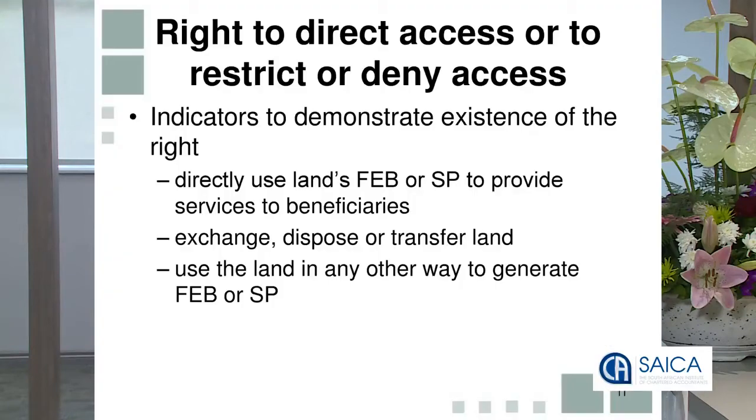These indicators are to directly use the land's future economic benefits or service potential to provide services to beneficiaries. For example, a municipality may direct a municipal entity to use land in a specific way in providing services. The next indicator is the right to exchange, dispose or transfer the land. And the last indicator is the right to use the land in any other way to generate future economic benefits or service potential. So typically this is where the entity will use the land to generate future economic benefits or in providing a service.